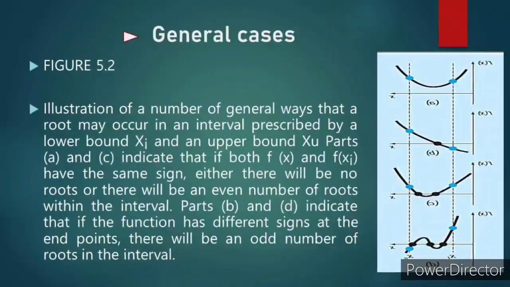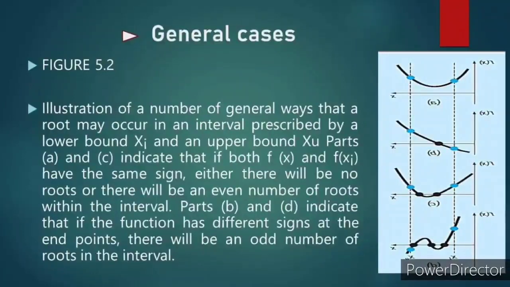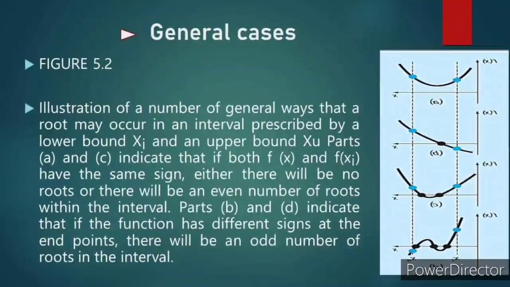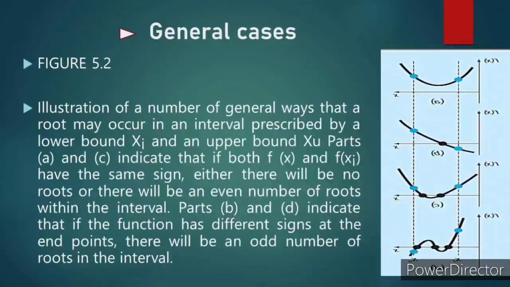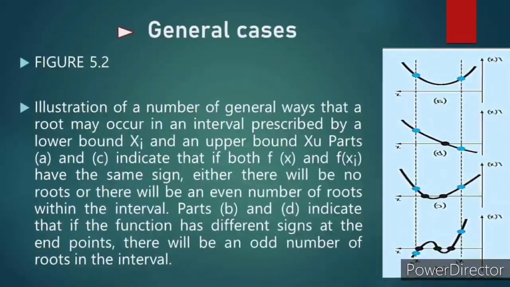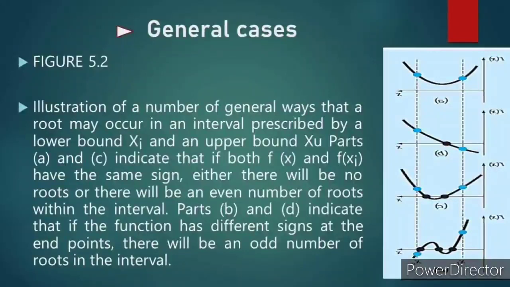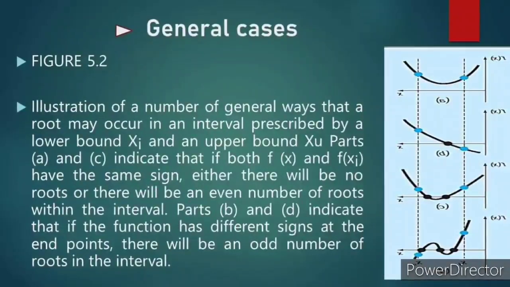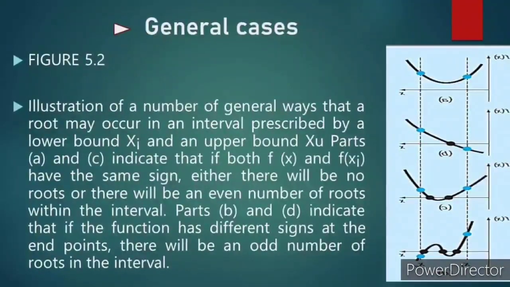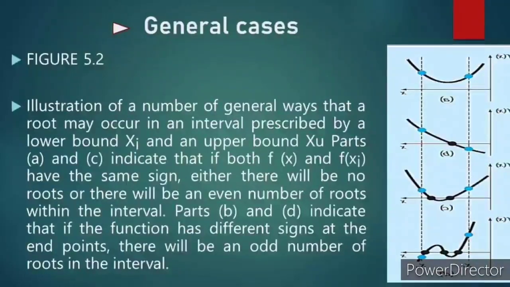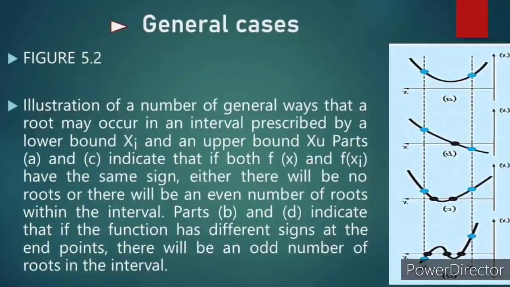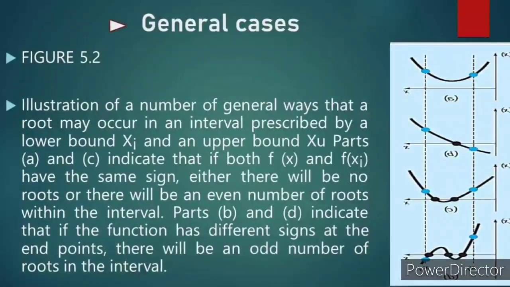General cases. Figure 5.2. Illustration of a number of general ways that a root may occur in an interval prescribed by a lower bound x sub l and an upper bound x sub u. Parts A and C indicate that if f(x sub l) and f(x sub u) have the same sign, there will be either no root or an even number of roots within the interval. Parts B and D indicate that if the function has different signs at the endpoints, there will be an odd number of roots in the interval.